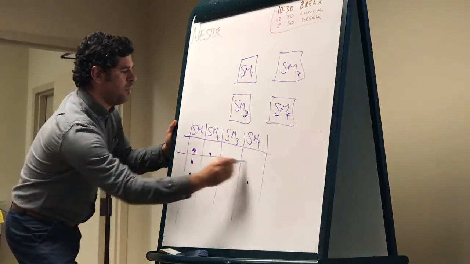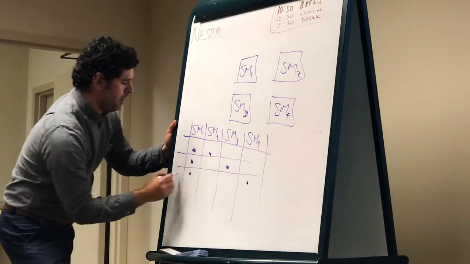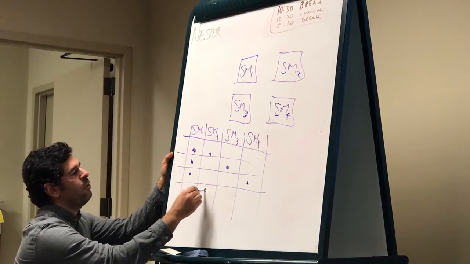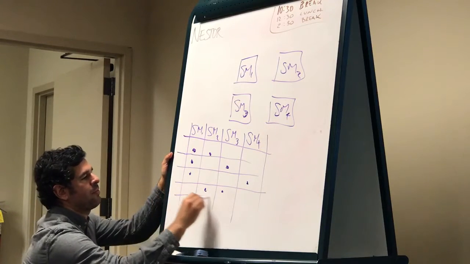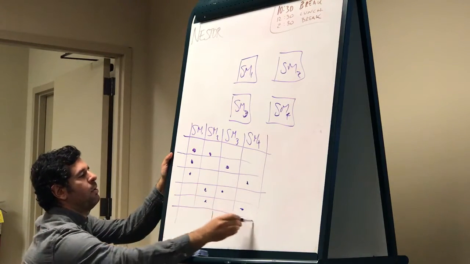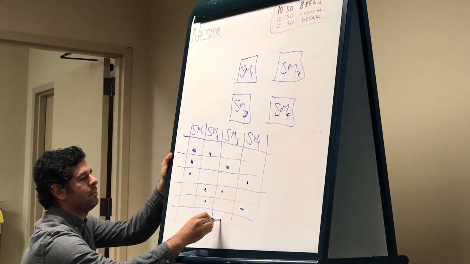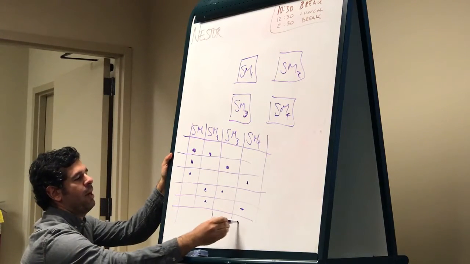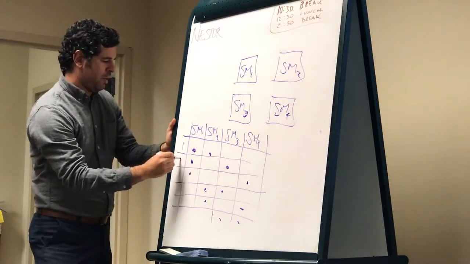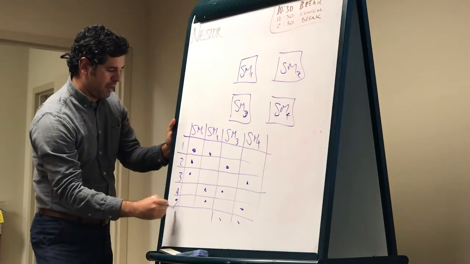So this is 1, this is 2, this is 3, what else? Session manager 2 and 3. 2 and 4, 3 and 4. So how many? 6 communities. 1, 2, 3, 4, 5, 6 communities.